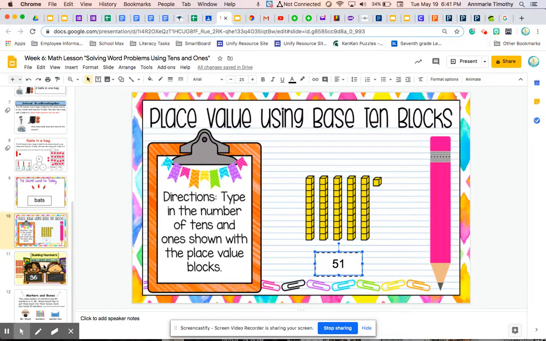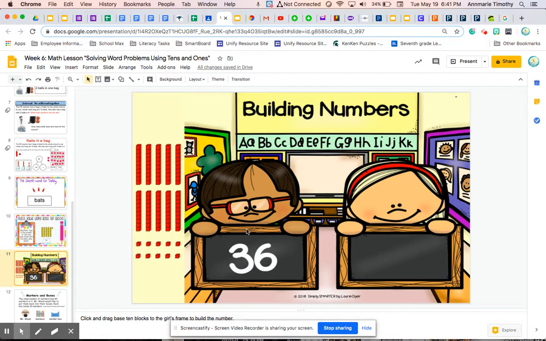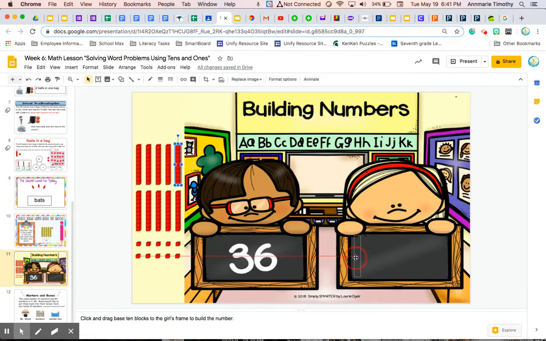The second activity that you're going to do would look like this. You have the number 36. So what you need to do is to build the number using the blocks. So I'm going to bring 1 ten, 2 tens, 3 tens, and the number here is 3 tens and 6 ones. So now I'm going to drag 1, 2, 3, 4, 5, 6. So I was able to build the number 36.